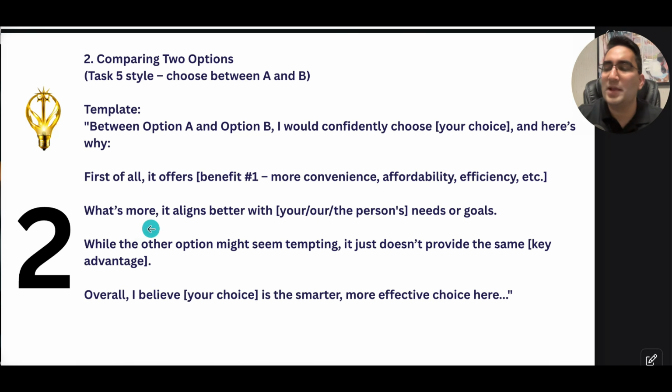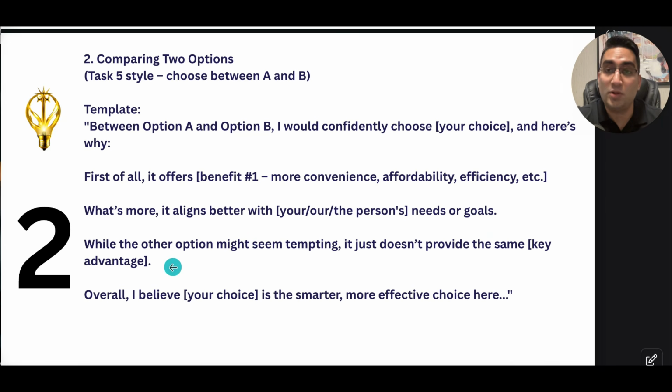"What's more..." Now you can see because we're piling up, hey, advantage 1, advantage 2, this kind of connector really fits well. "What's more," or "on top of that," when you're adding more emphasis to the benefits of your option, "it aligns better." Beautiful wording instead of saying, it's a good thing, it's nice. "It aligns better" is more advanced, "it aligns better with whatever the person's needs or goals are," and explain how, again, based on what is presented in the picture.